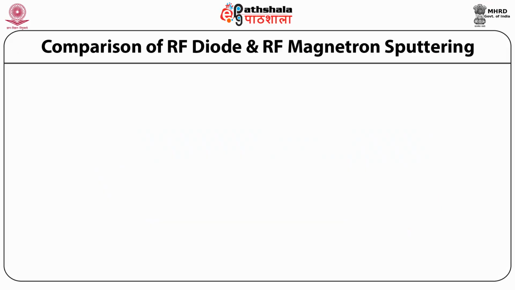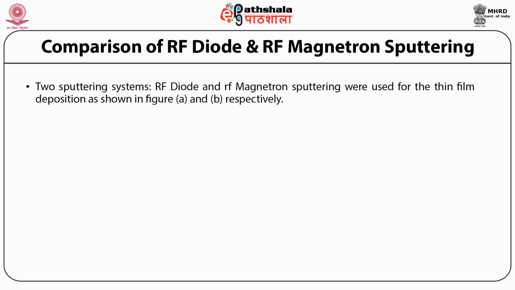Comparison of RF diode and RF magnetron sputtering. Two sputtering systems, the first one being the RF diode and the second one the RF magnetron sputtering, can be used for the deposition of thin films, as shown in figures A and B respectively on the next two slides.